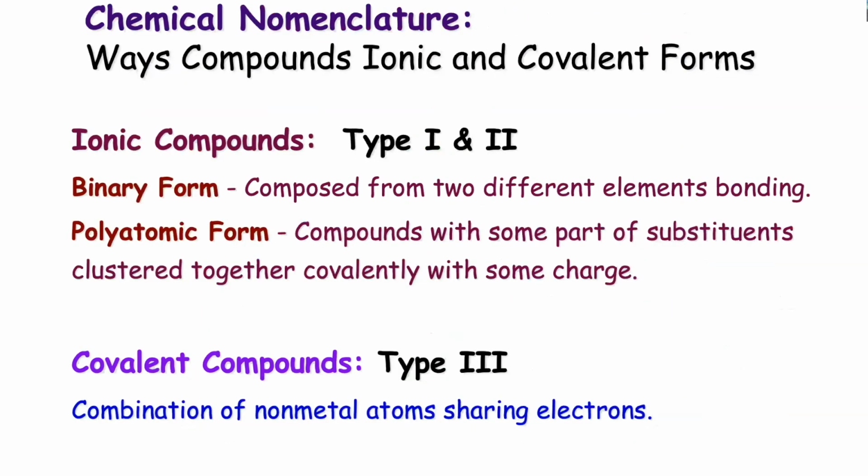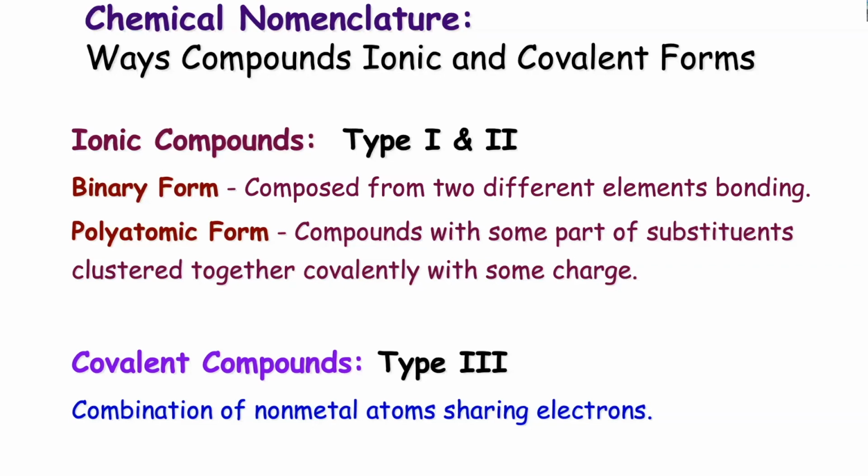So let me go ahead and talk to you about how you name these things, okay? There's 3 types, type 1, type 2, and type 3. Type 1 and type 2 are ionic compounds. Type 3 are covalent. What do I mean by ionic compounds? What I mean by ionic compounds is that the element is going to give up its electron and transfer its electrons. So these compounds are formed by the ions coming together.